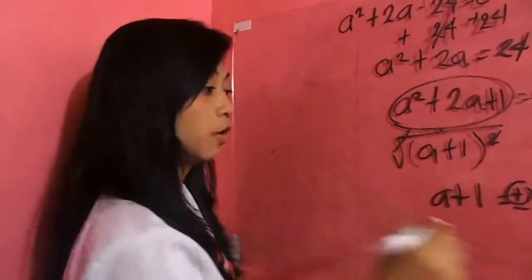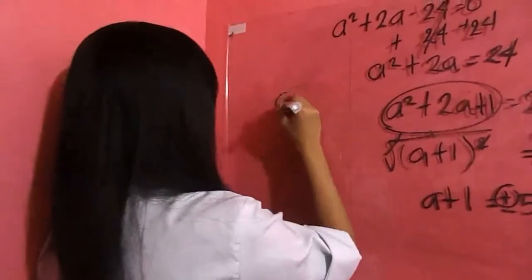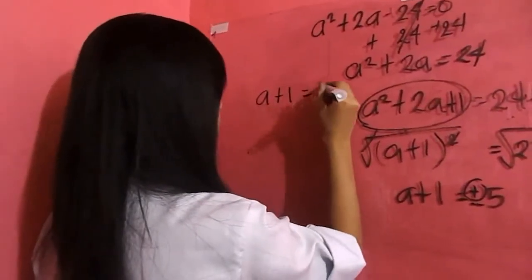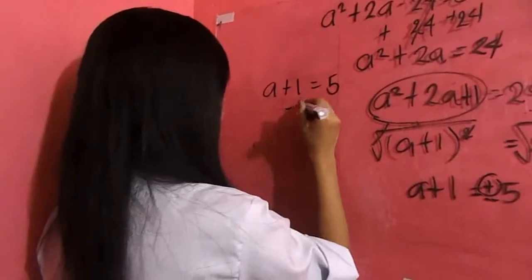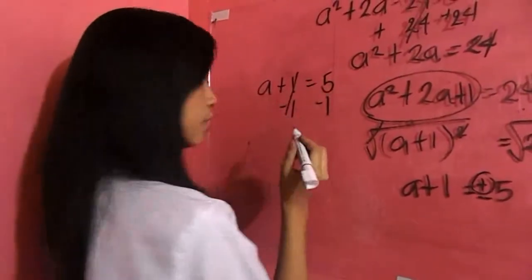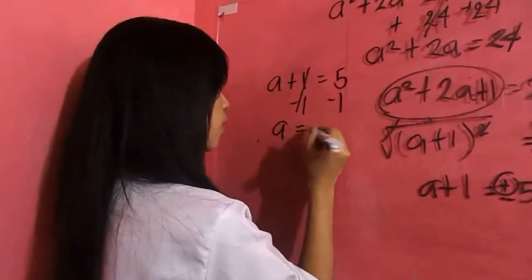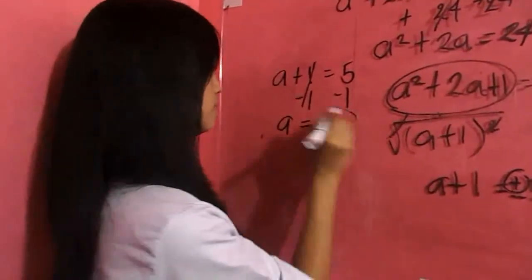So we're going to solve positive 5. a plus 1 equals 5. Subtract 1 from both sides. Cancel. The answer is a equals negative 6.